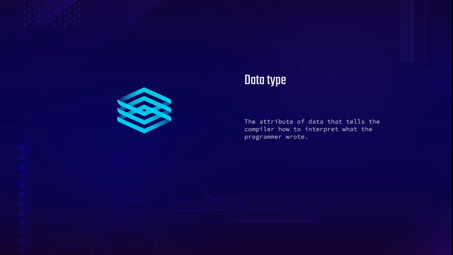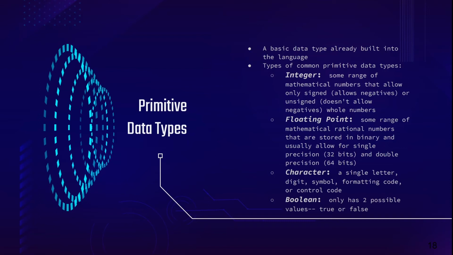Really doesn't matter. Data type, right? This is the attribute of data that tells the compiler how to interpret it. In C++, remember, it's strict. You have to give it some kind of data type. I shouldn't say definition, that would be inaccurate. You have to give it some data type. There are two different kinds of data types, primitive and composite. Primitive is embedded into the language.